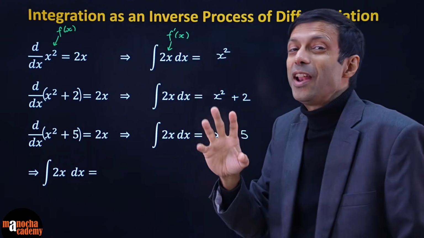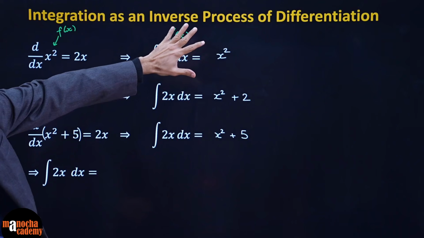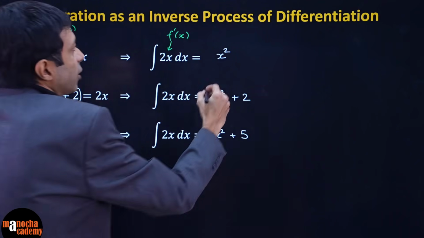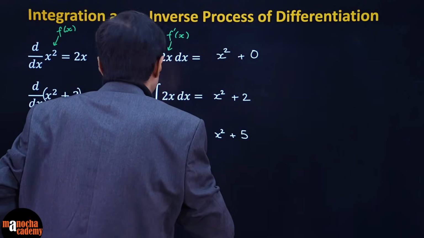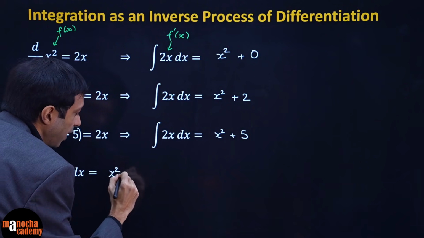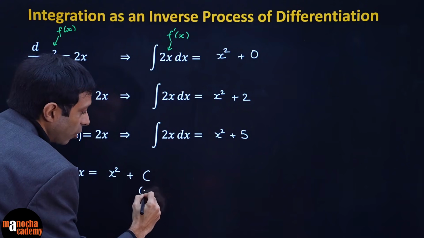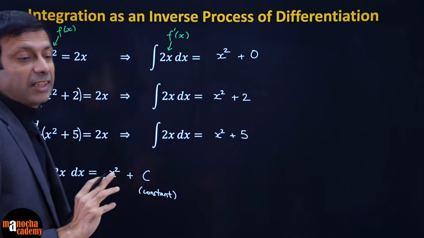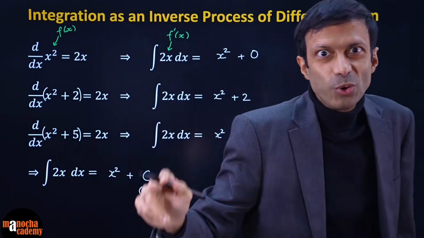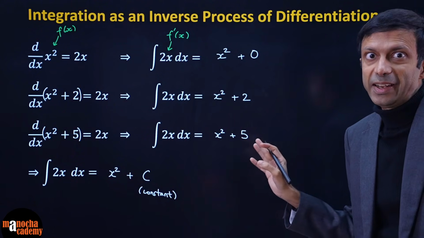This is why whenever you do integration of 2x, don't leave it just as x square. Here I can say x square plus 0. Don't leave it like this. Integration of 2x is x square plus some constant capital C. This basically is a constant. So don't forget to add this plus C, otherwise you will get it wrong. And this is what is called your indefinite integrals.